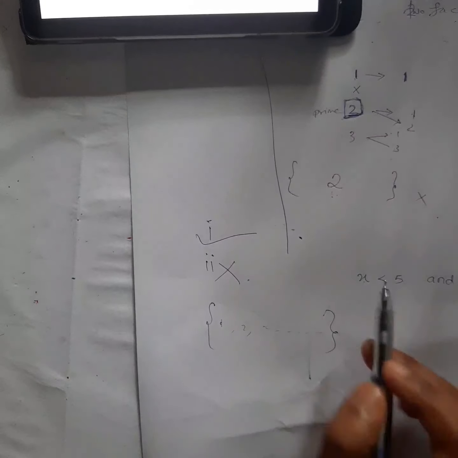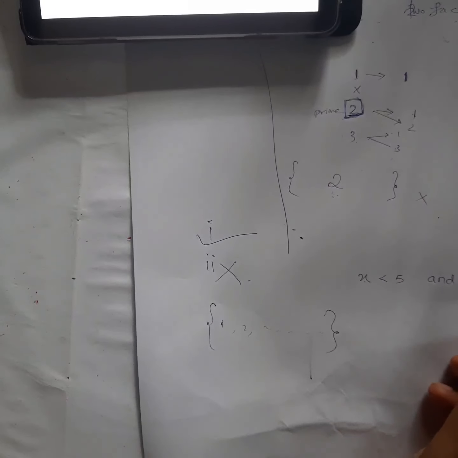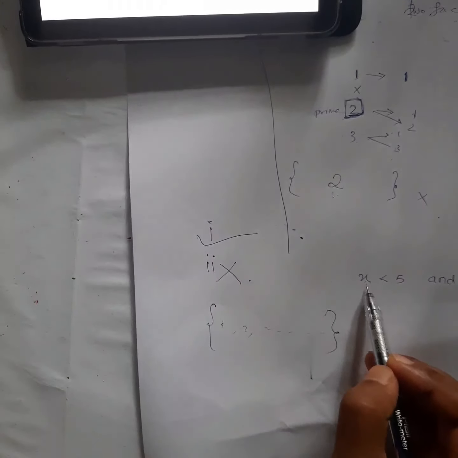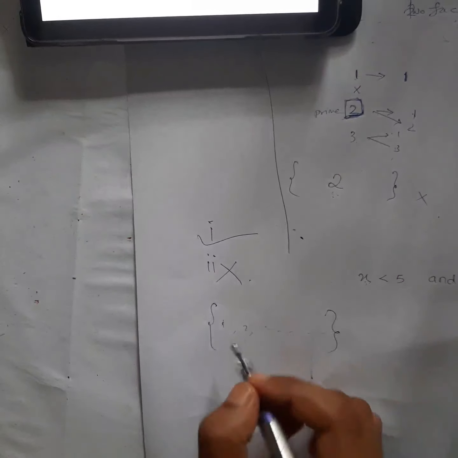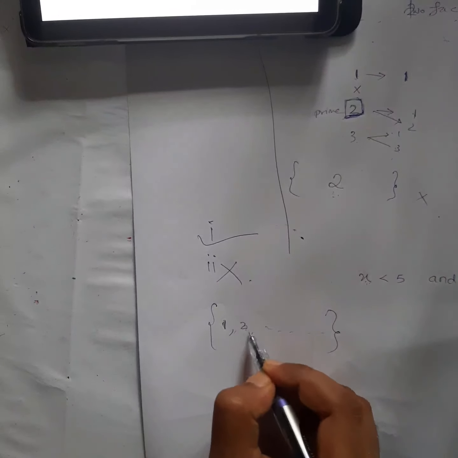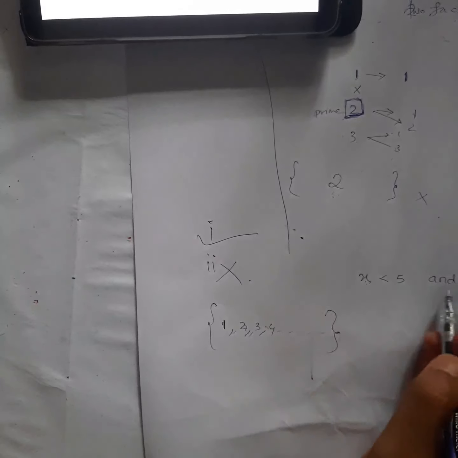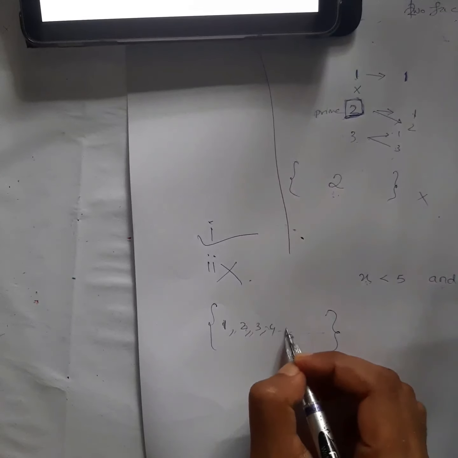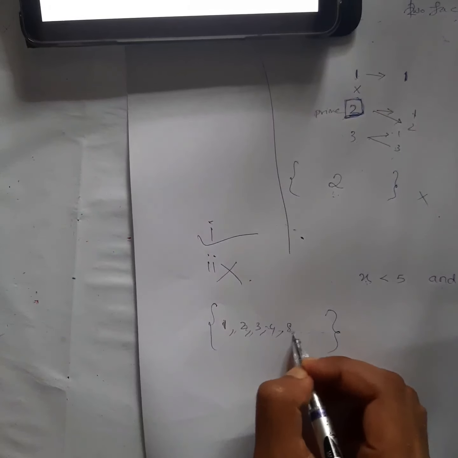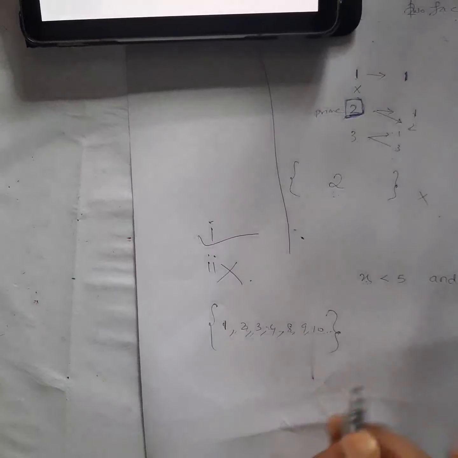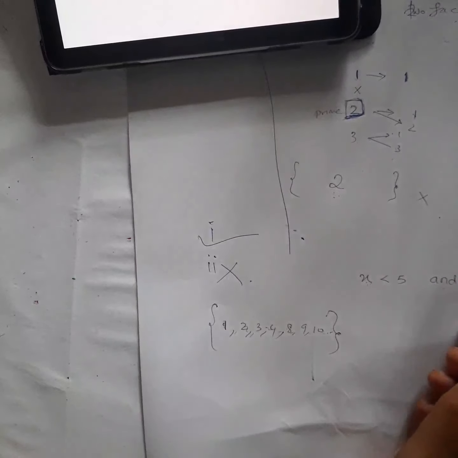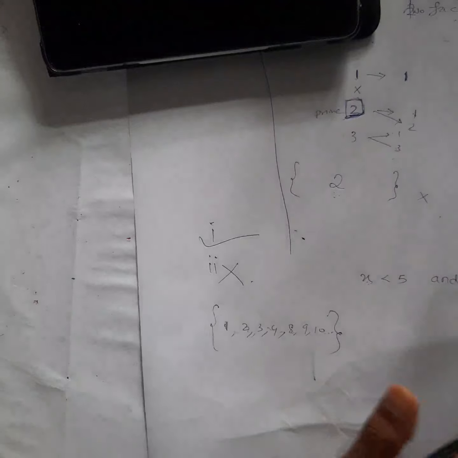Now x is a variable, right? When they stop here, the elements will be there. X is less than 5: what are the elements? 1, 2, 3, 4. And they have said x greater than 7, so the elements will be 8, 9, 10. But you will see on the back side it is actually written that it is a null set. Now see why they have written that.